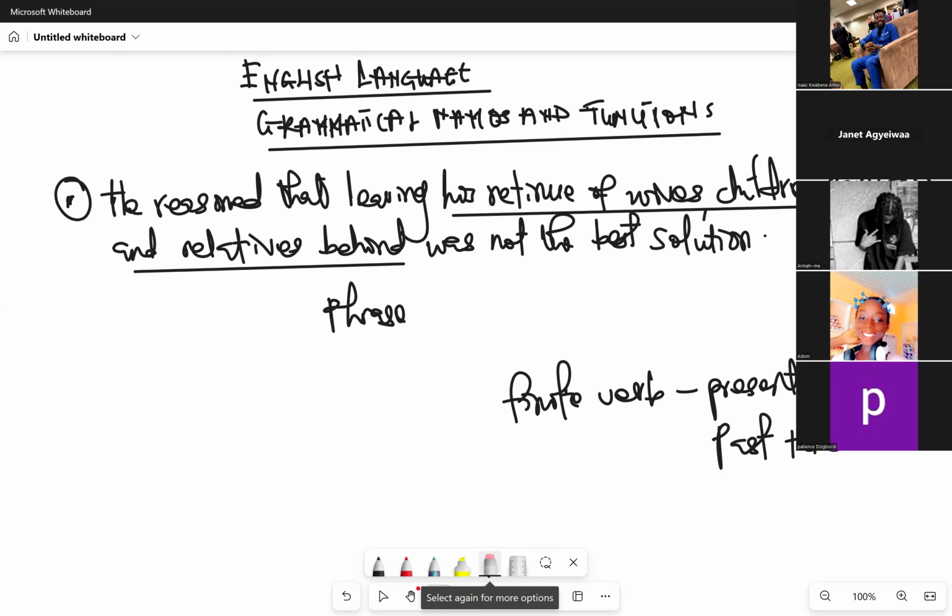Yeah, so retinue refers to a group of people who follow or accompany an important person, right? So that should be a noun. Now, of is a preposition. Wife, children, servants, all these are nouns. Relatives are all nouns, right? Behind is a preposition. So there is no verb to talk about it being a finite verb. So it's a phrase, okay?